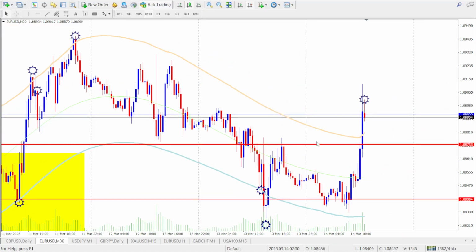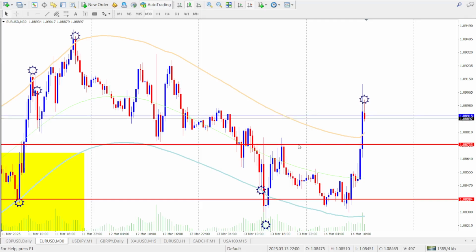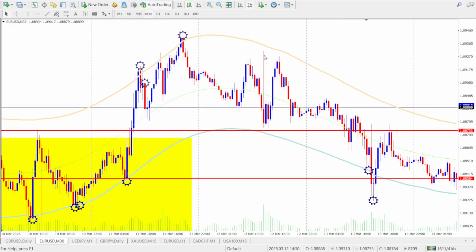Okay, the next step is to look for confirmation. Never enter a trade just because price touches a band. Okay, confirm the signal using candlestick patterns like maybe pin bars, engulfing candles, and all of that, right?